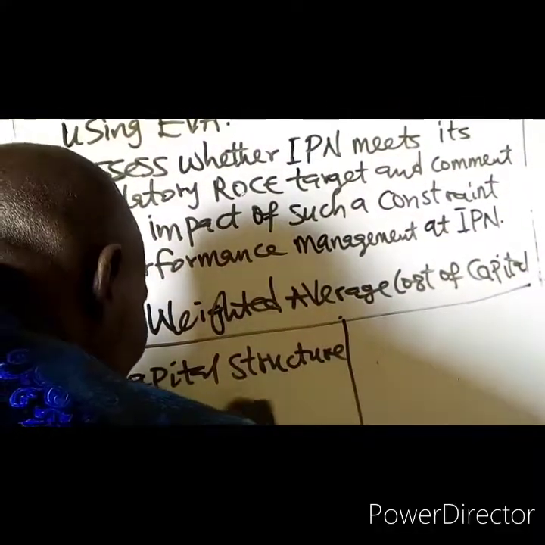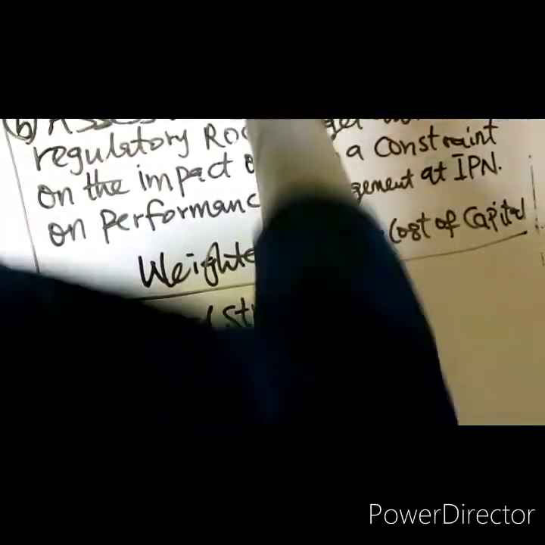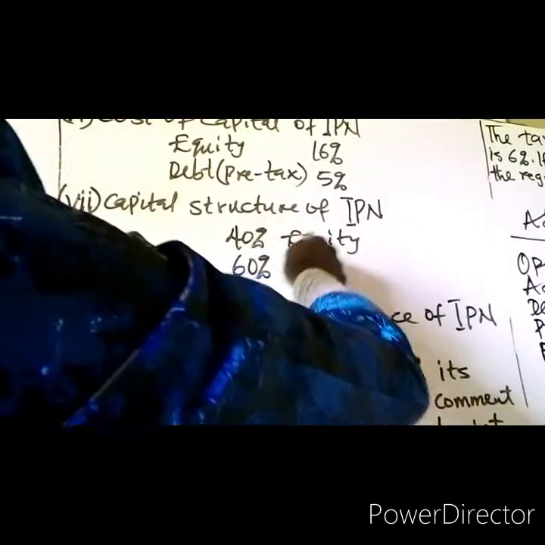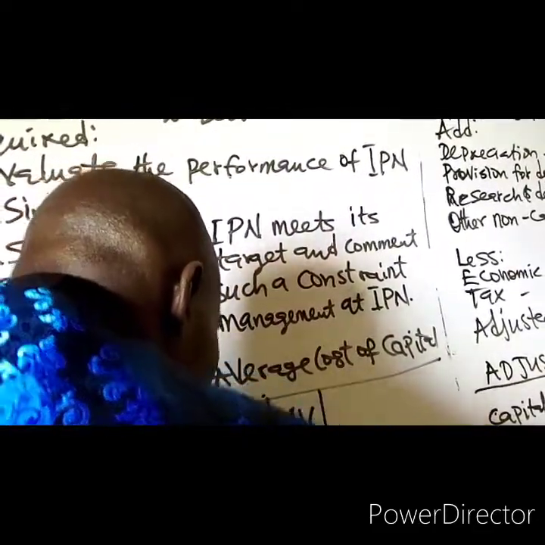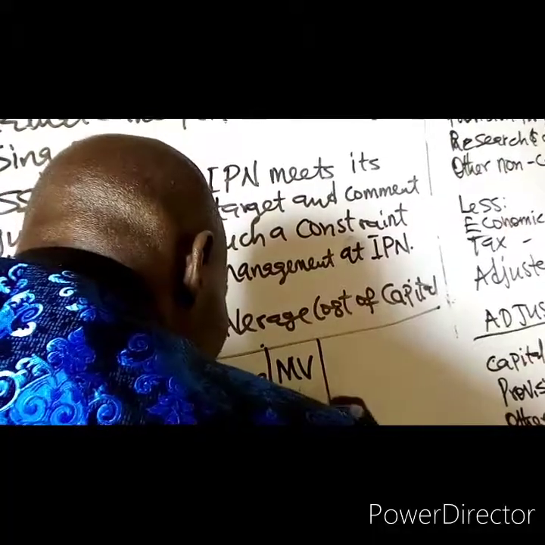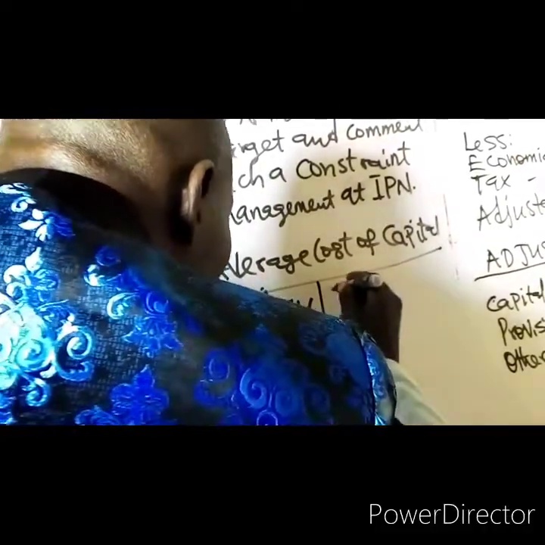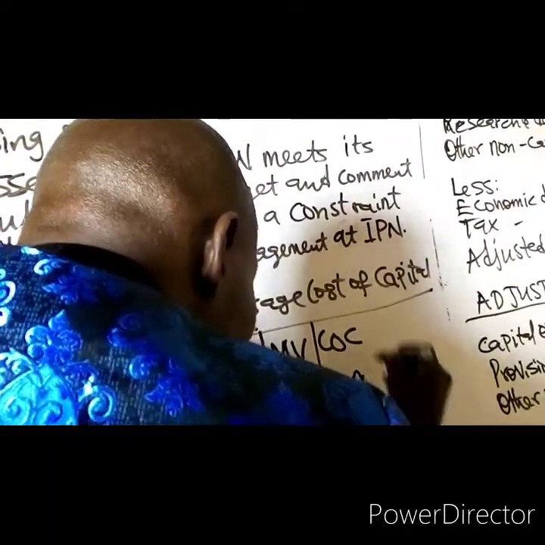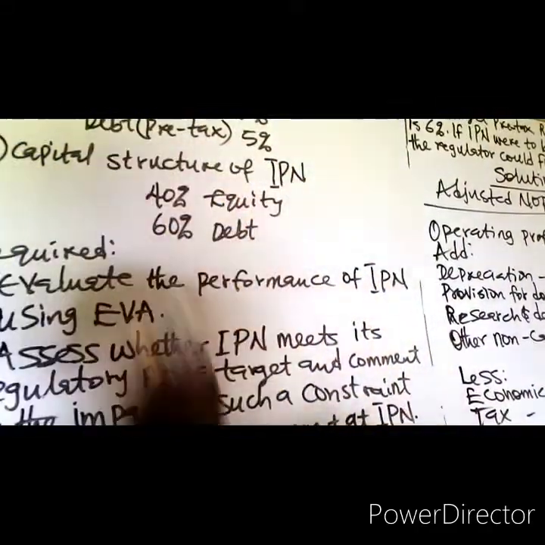The capital structure comprises equity and debt. The capital structure is 40% equity and 60% debt. We have the market value: equity is 40%, debt is 60%. Then the cost of capital. The cost of equity is 16%, and the cost of debt is 5% pre-tax.